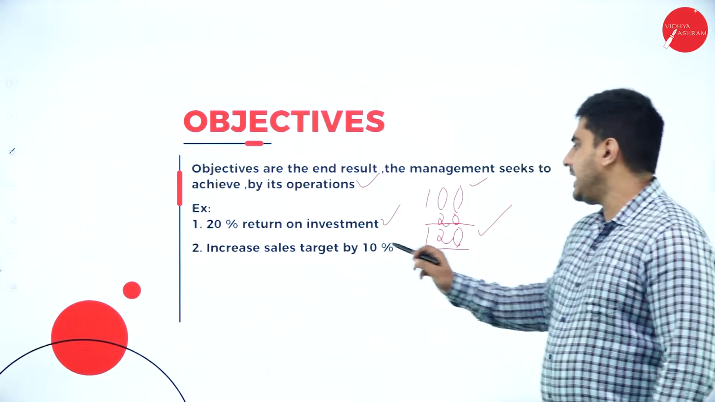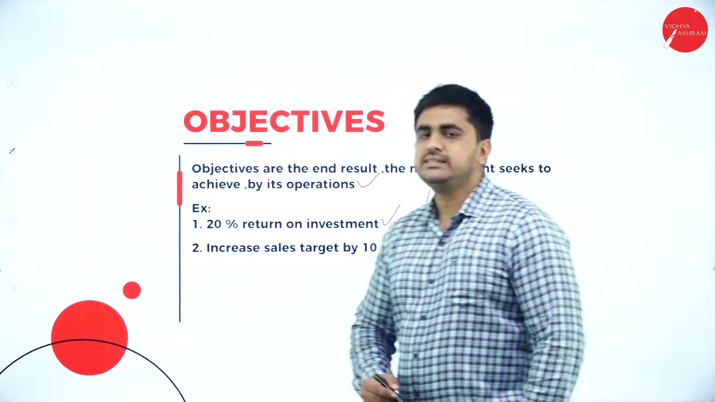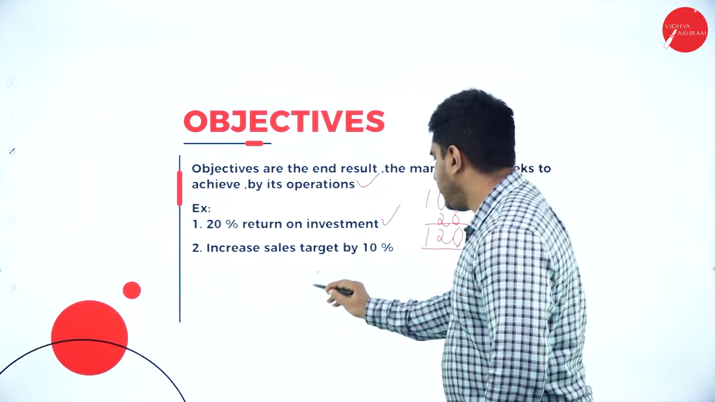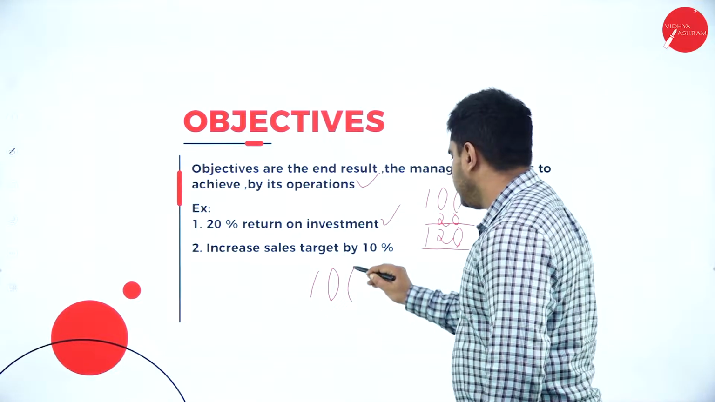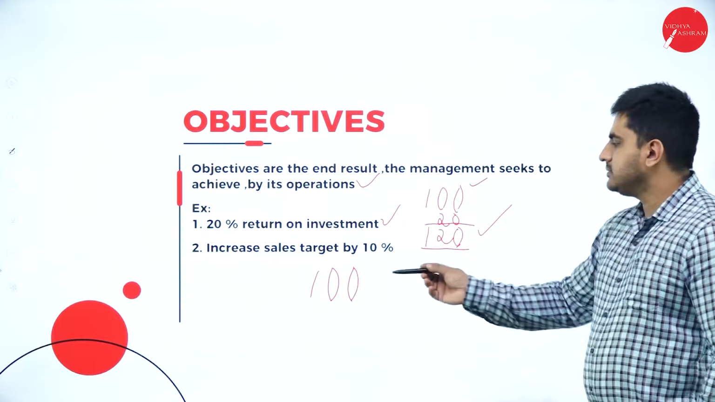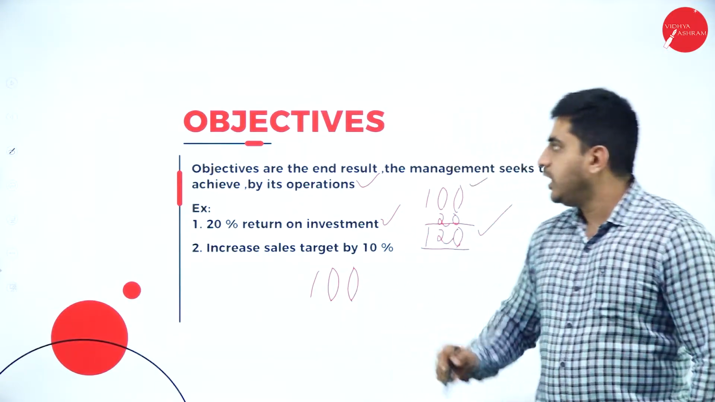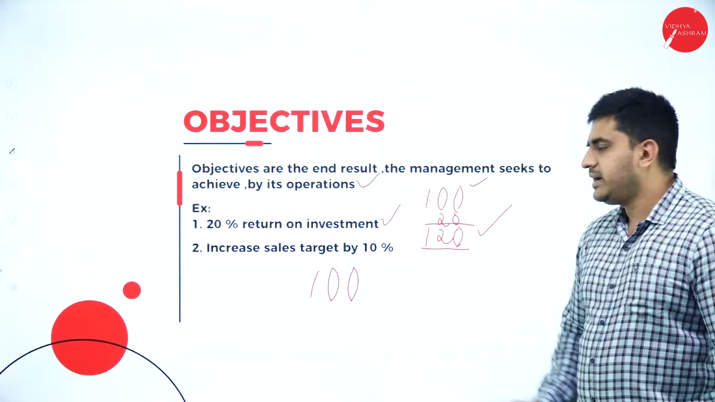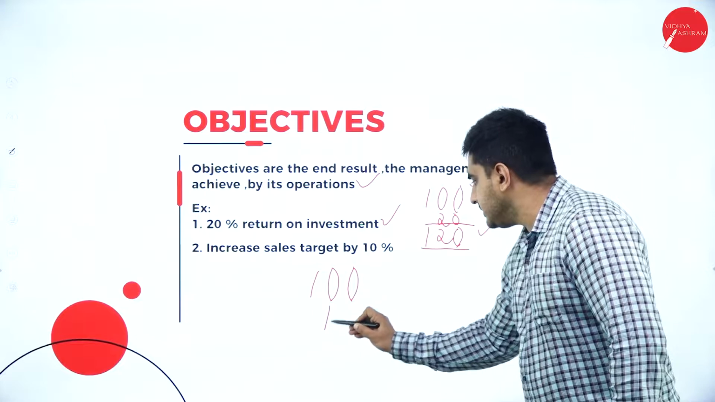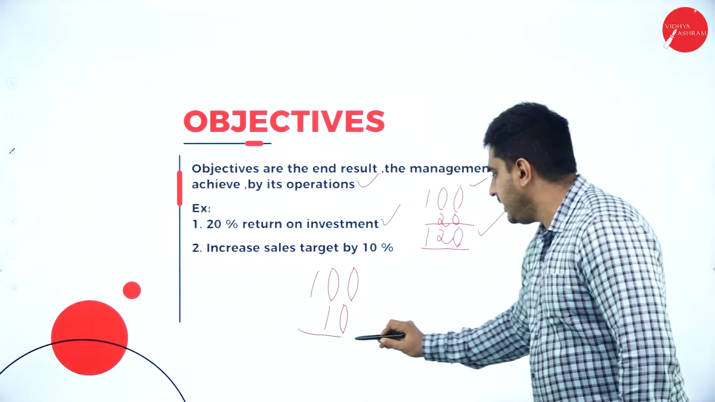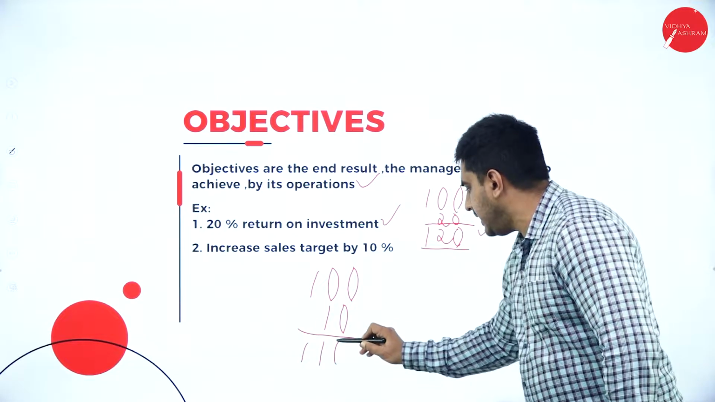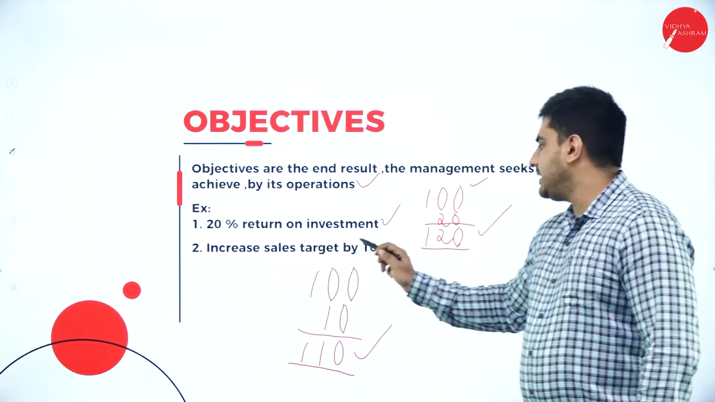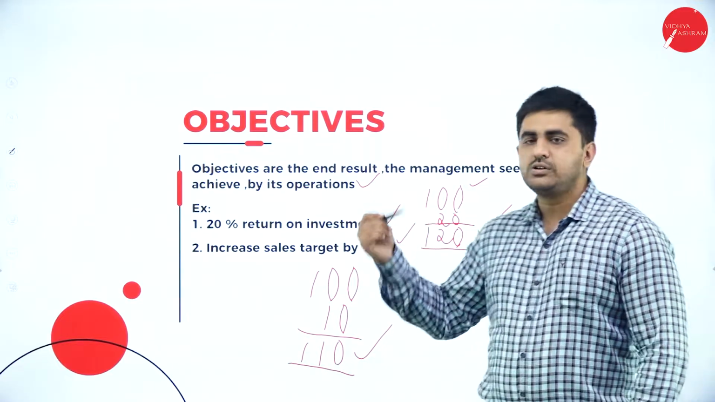So increase sales target by 10%. For example, your sales for the previous year was 100. You were selling 100 products in the previous year. Now in your objective you have stated that you have to increase the sales by 10%. What is 10% of 100? That is 10. So in total you will have to sell 110 products this year so that the sales target is increased by 10%. So this is called objectives.